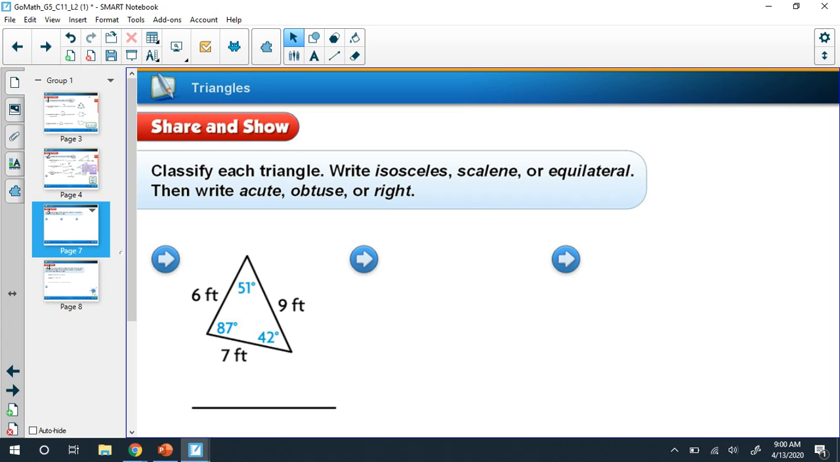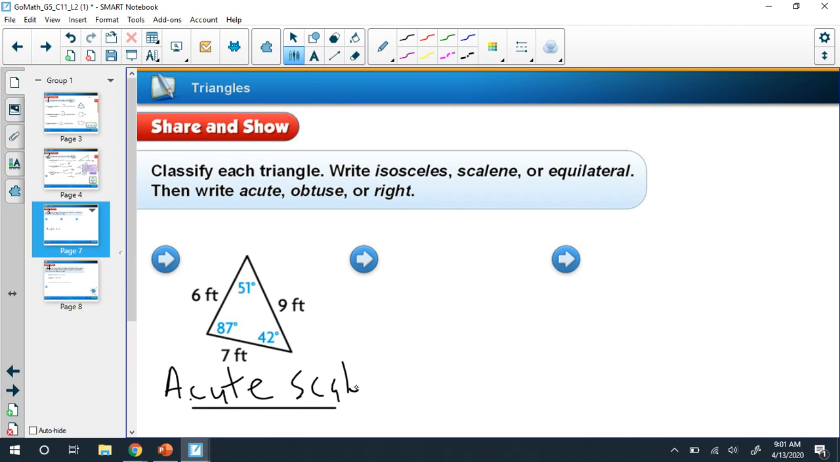First up here we have this one. We can see here, first of all, if we look at all three of the angles, they are all three less than 90 degrees. So we know that it is acute. And then if we look at the three side lengths, we have 6, 7, and 9, and all of them are different. So it is, I started to write isosceles. It's not isosceles. It is a scalene triangle.